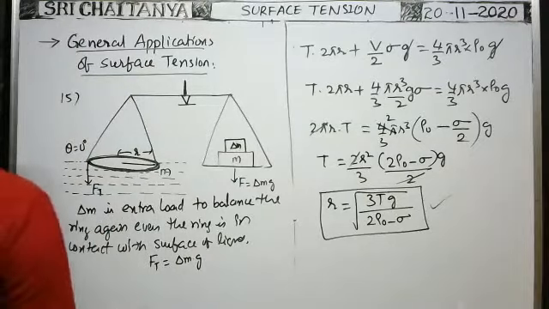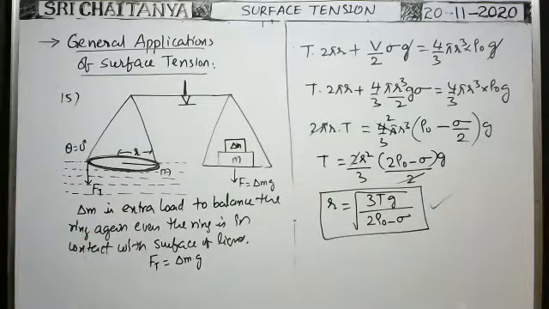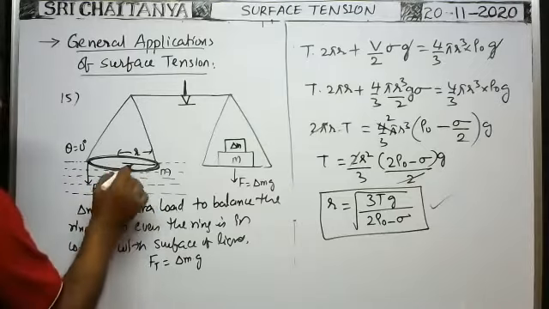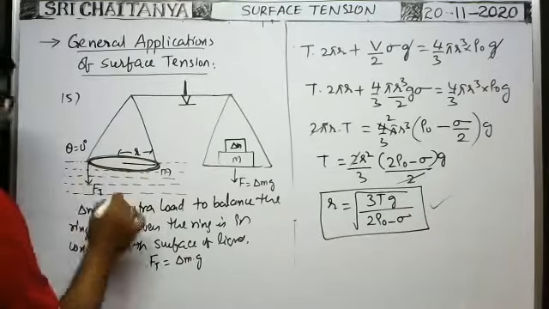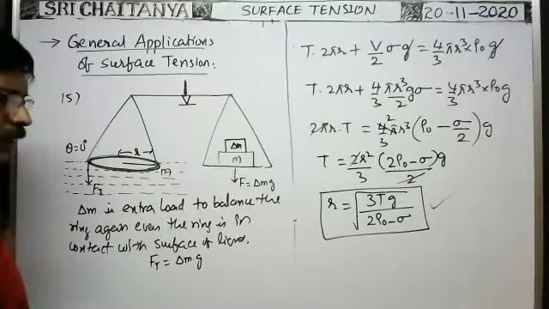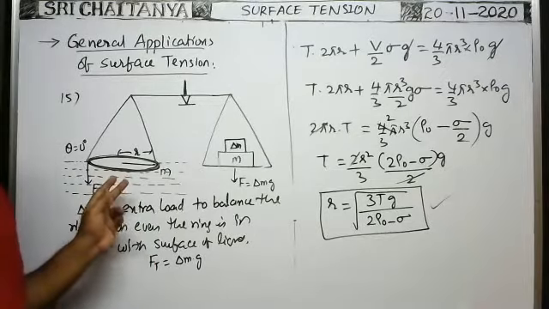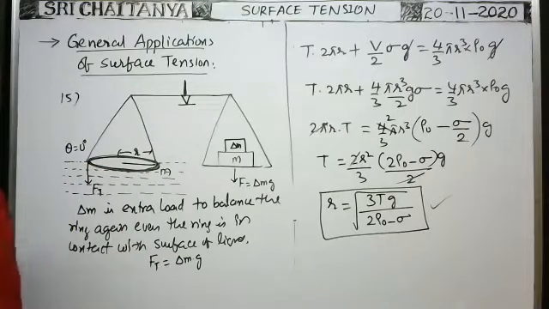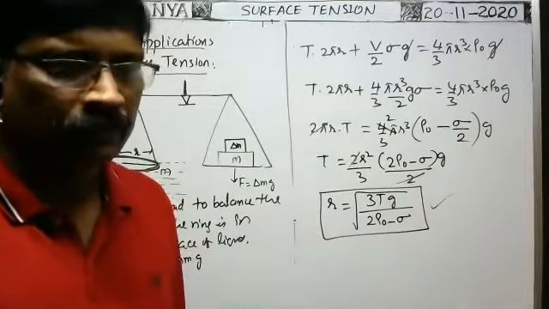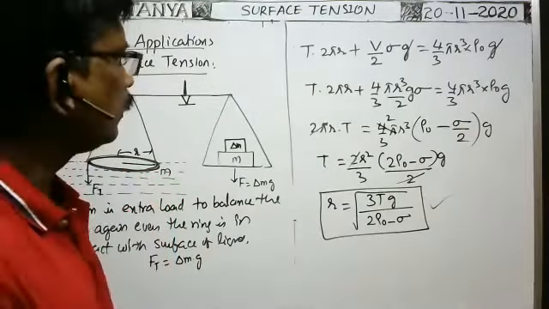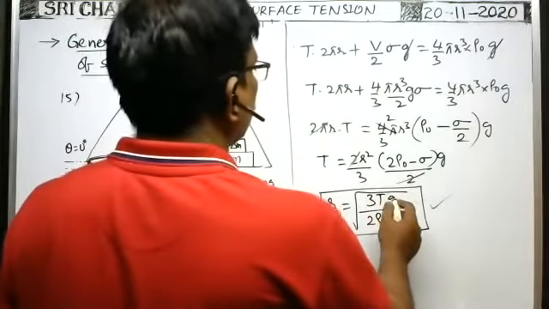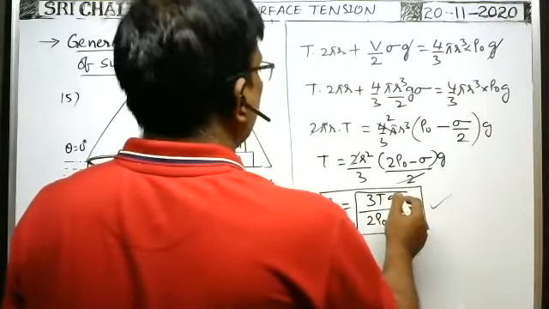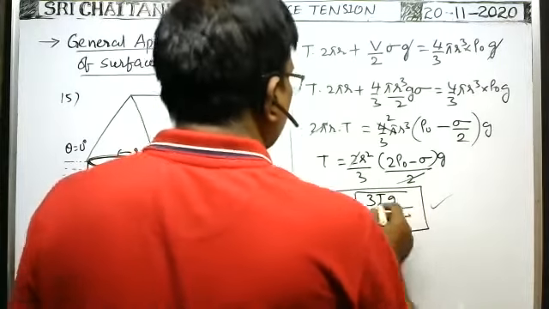What is the force due to surface tension? If the angle of contact is 0 degree, then please tell me, what is the force due to surface tension acting on the ring? G should be in the denominator. Okay then.